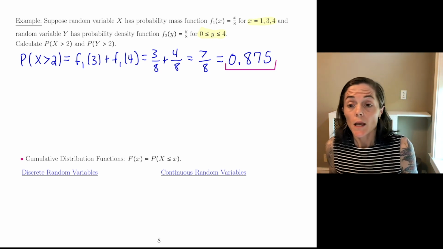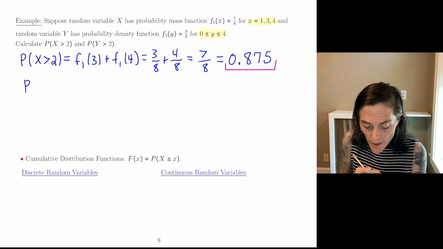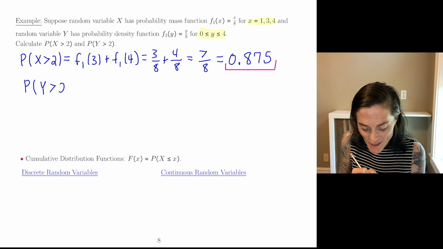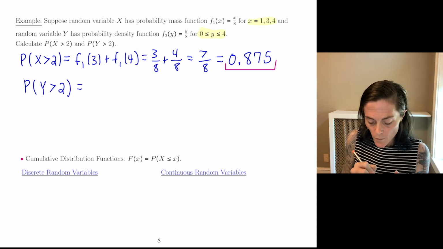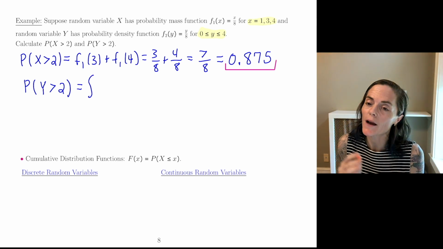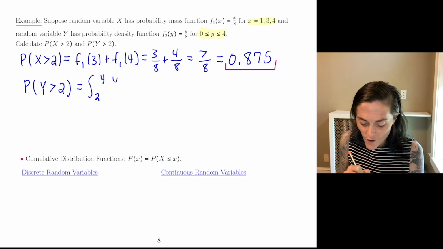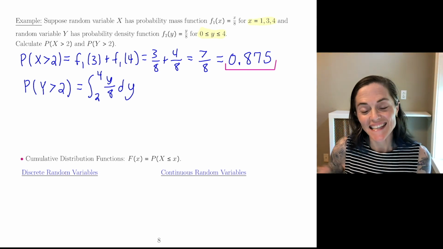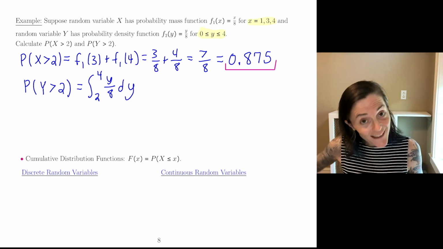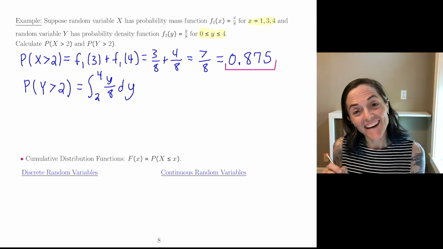Next one. Well, y, this is continuous. So if we want the probability that y is bigger than 2, this is area. Technically, we would integrate. So y ranges from 0 to 4. We would integrate from 2 to 4 of y over 8 dy. Now, we could integrate this. It's just y over 8. We could ask R to do this, and we will do more of that in the next lesson. But I'm really focused on area in this lesson.